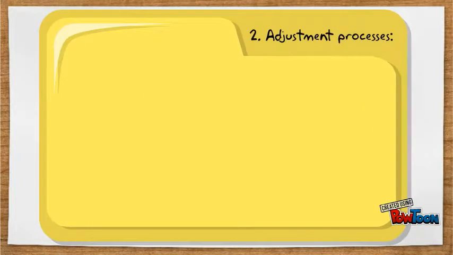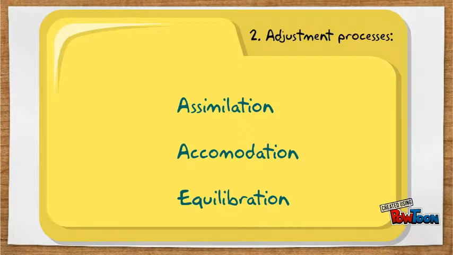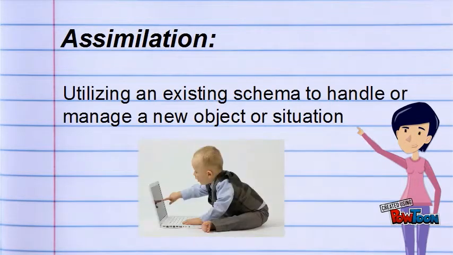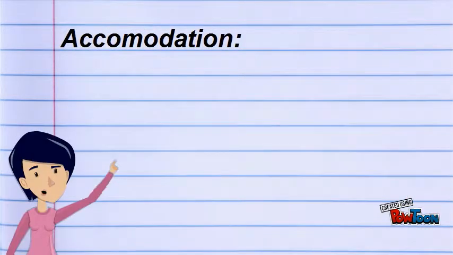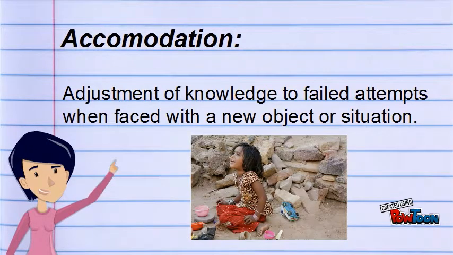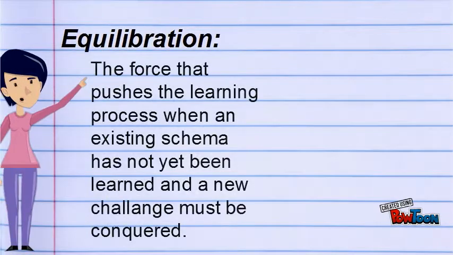The next component is the adjustment process of assimilation, accommodation, and equilibration. In assimilation, we use an existing schema, learned knowledge, to handle a new object or situation. Through accommodation, we make adjustments to what we already know when faced with something new. Equilibration is the force that pushes the learning process when an existing schema has not yet been learned and a new challenge must be overcome. The diagram illustrates the cycle of these processes.